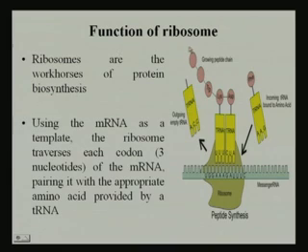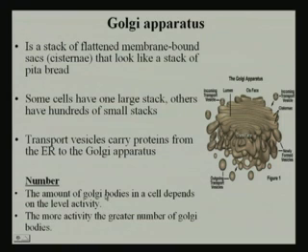Now, if we see the function of ribosome, we can find that ribosomes are the workhorses of protein biosynthesis. It uses the messenger RNA as a template, and the ribosome translates each codon, that is 3 nucleotides of the mRNA, pairing it with the appropriate amino acid provided by the transfer RNA, and its main function is protein synthesis.